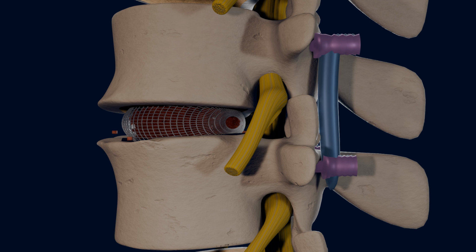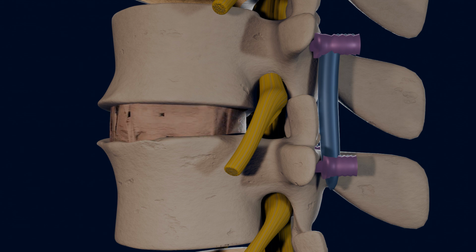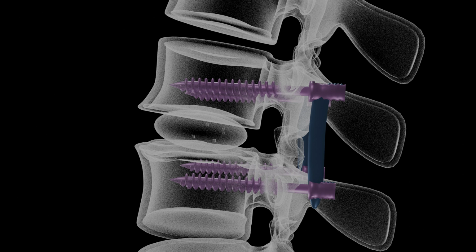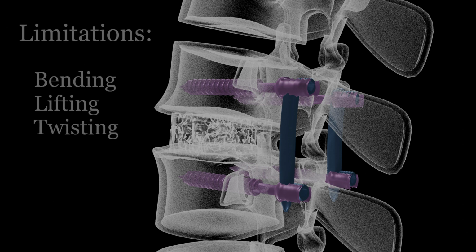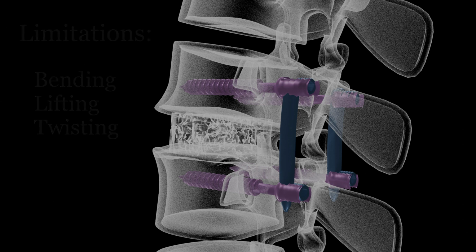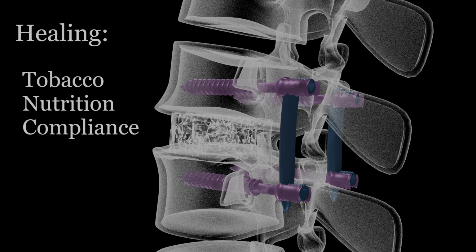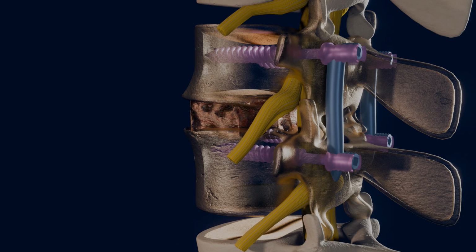Over the next 3 to 6 months, your body will gradually grow new bone into the graft, fusing or healing the two vertebrae into a single mass. X-rays will be obtained every 4 to 6 weeks after the initial 2-week follow-up visit to monitor healing. During this time, bending, lifting, and twisting will be limited. Tobacco use, poor nutrition, and non-compliance with activity limitations can all lead to delayed or failed fusion.